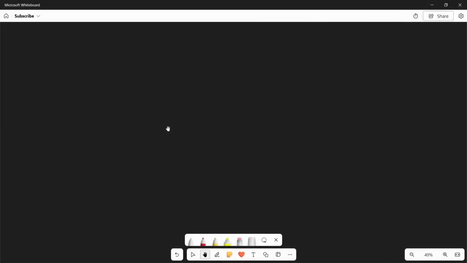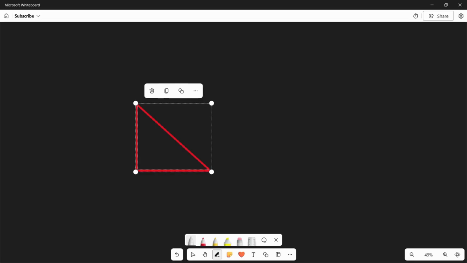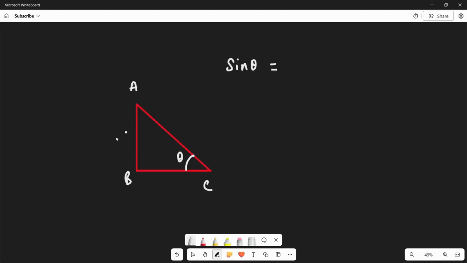Okay, now moving on, we have already discussed that these trigonometric ratios are nothing but ratios of two sides of a right angle triangle. For example, if there is a triangle ABC and we consider angle C as theta, sine theta here becomes perpendicular by hypotenuse, that is AB by AC.